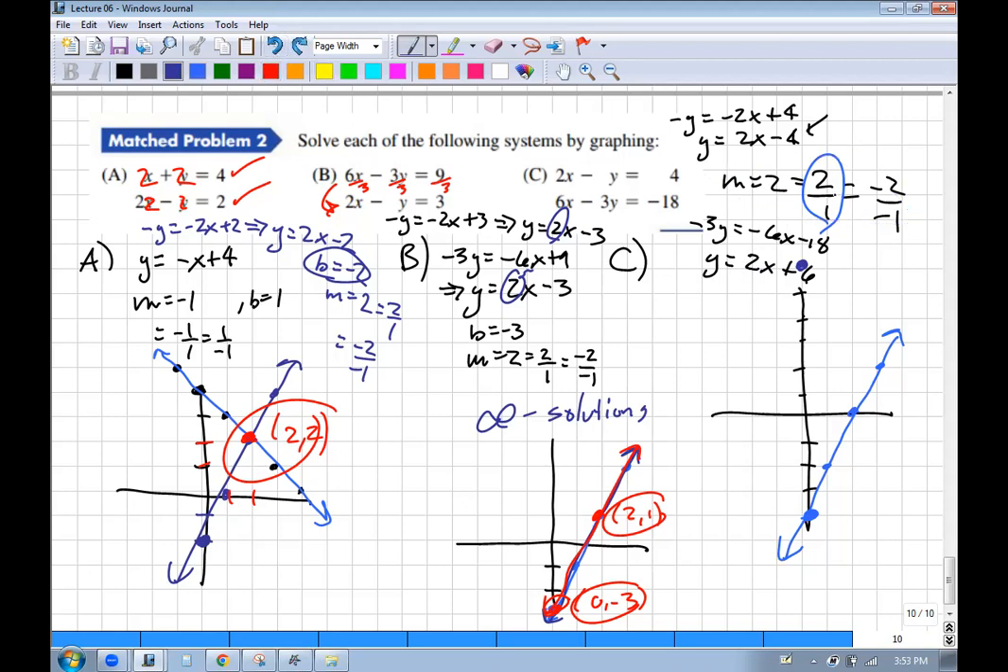So I could say up 2, right 1. I'm going to look at this one instead. I'm going to go down 2, left 1, down 2, left 1, down 2, left 1. See, these two lines are parallel. They both have a slope of 2. They have different y-intercepts. One intercepts down here, one intercepts up there. They're parallel, so there are no solutions. None that satisfy the whole system.